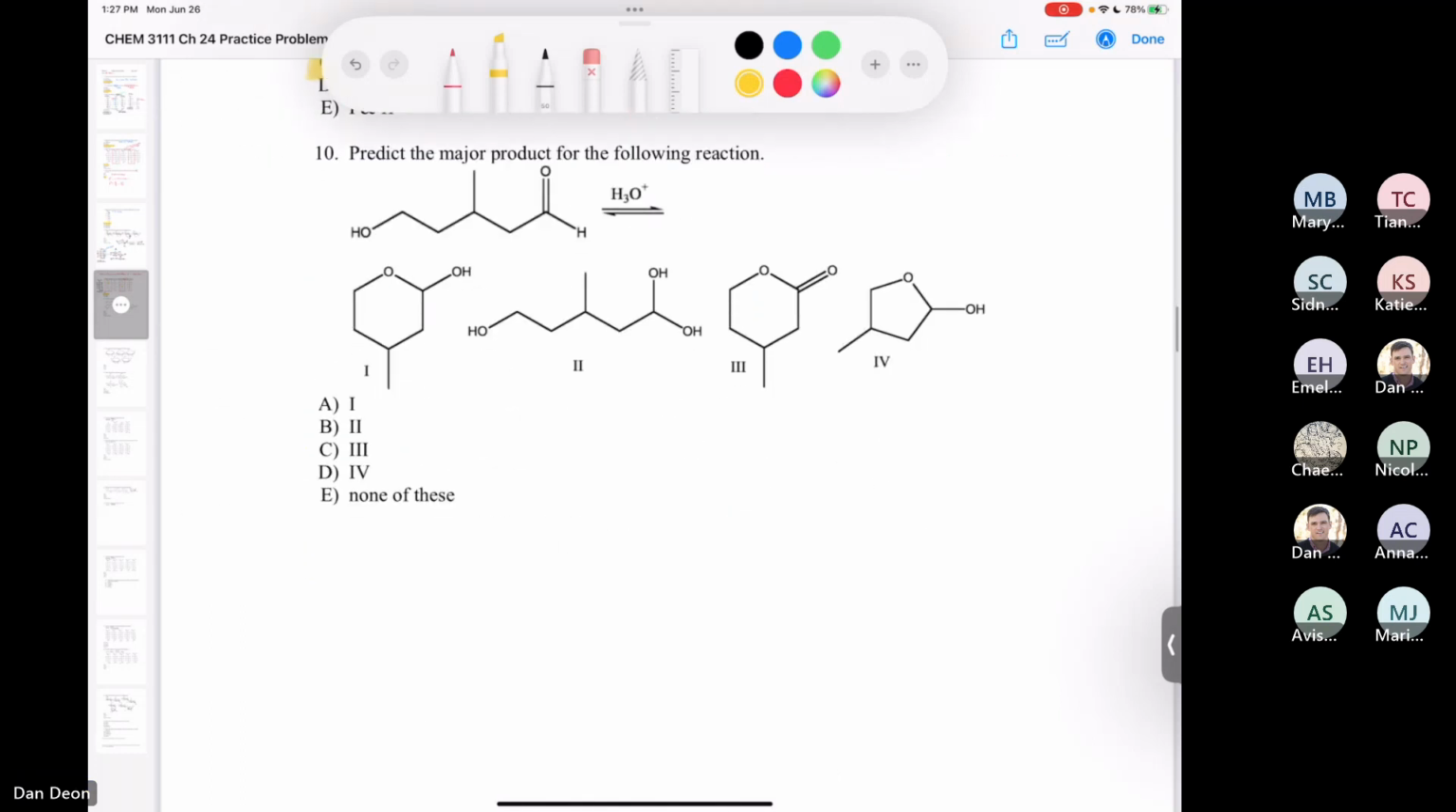All right. There aren't a lot of mechanisms in this chapter whatsoever, but I think this is one where we could draw a little mechanism and it might help us, okay? It says predict the major product for the following reaction. And if you remember, when we studied acetals and hemiacetals way back in, I think, chapter 12, I said hemiacetals, we don't get those very much unless we can form a cyclic hemiacetal. And so you see that there are 2 compounds here in the answers that are hemiacetals.